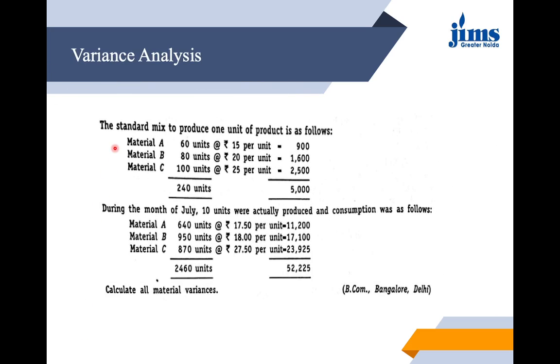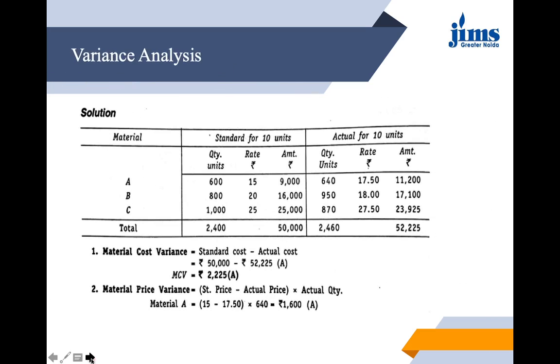The standard mix to produce 1 unit of product is given here as follows, for three materials, material A, B, and C, and we can see that during the month of July, 10 units were actually produced and the consumption was like this. So we need to calculate all the material variances. Let us see certain standard calculations first of all. We can see that standard quantity is 2400 and actual is 2460. Standard amount is 50,000, whereas actual is 52,225.